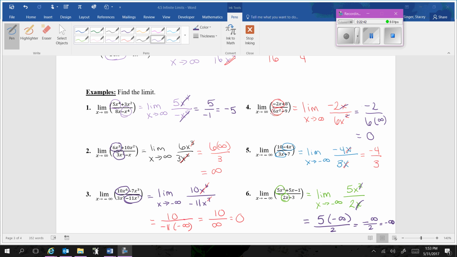So, number 4, you should have got 0, because your denominator has a larger exponent. And honestly, if you start remembering these rules, you can just skip right to that answer. Number 5, I ended up with the same exponent power, so I get negative 4 over 3. And that doesn't reduce at all. And then number 6, I end up with x squared is larger in the numerator, so I end up with negative infinity if I plug it in and simplify.